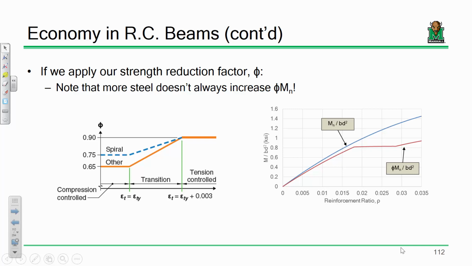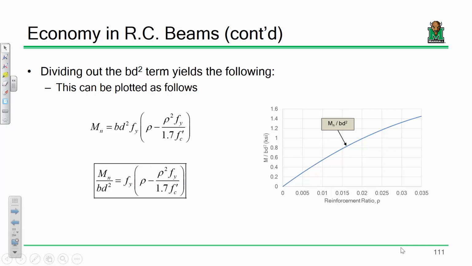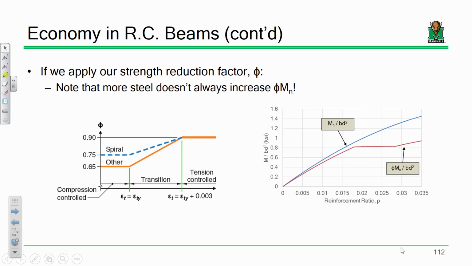Remember, I don't care about Mn, I care about phi Mn, okay? So Mn is the nominal moment capacity, but phi Mn is what happens when our capacity is adjusted by that safety factor, okay? Well, remember, phi is not always 0.9. Phi changes. There's a transition region, okay? And so what happens is, remember, our phi value has 3 regions. We have a tension control, then we get into this transition region, and then we get into compression control.